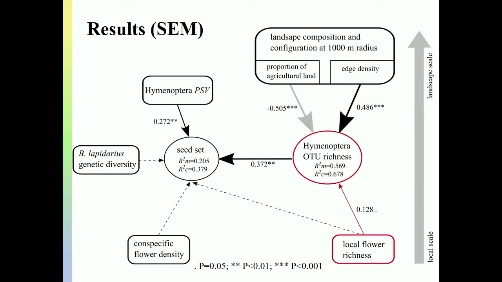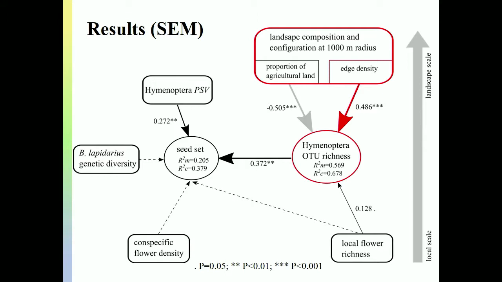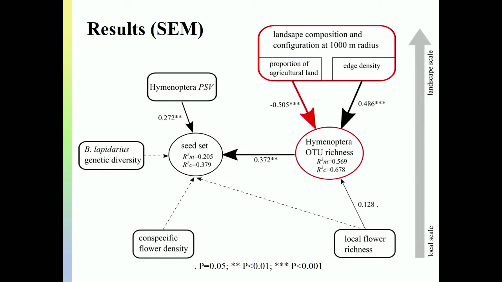And so what we found, starting from the local scale, we found a positive effect of local flower richness on Hymenopteran OTU richness across the two ecosystems. We found a positive effect of edge density on Hymenopteran OTU richness and a negative effect of the proportion of agricultural land on Hymenopteran OTU richness.